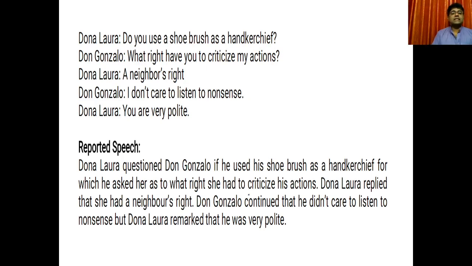Now, let us take the examples. See here, you have got one paragraph, a dialogue between Donna Laura and Don Gonzalo. What is that? Laura is asking, "Do you use a shoe brush as a handkerchief?" The first thing you have to find out is, what is that? Is it a statement, a WH question or a yes or no type of question?